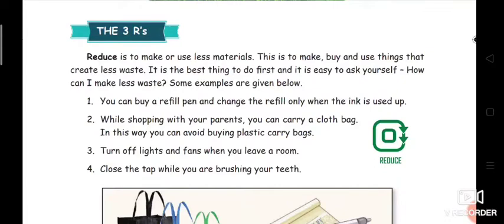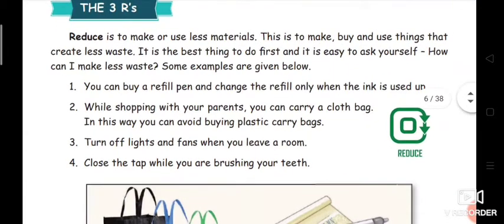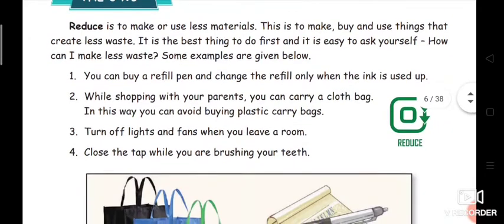So it is the best thing to do first, and it is easy to ask yourself, how can I make less waste? So this reduce is the best thing to manage our waste, right? And you can ask yourself, how can I make less waste? So some examples are given below. Here are some examples for you to understand how you can make less waste. Okay, so here 4 points are given.